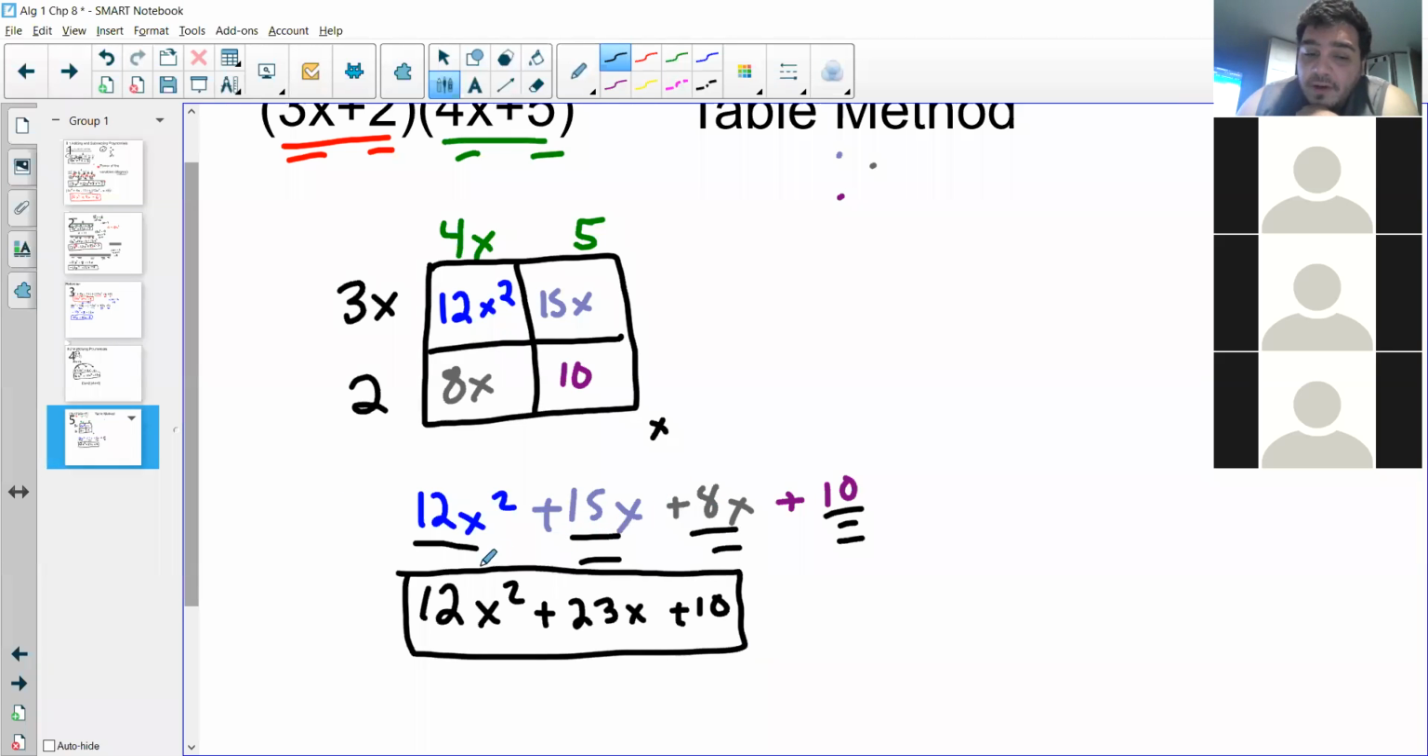So you combine your like terms, you get 12x squared plus 23x plus 10. It's in order. You could box it off. You're good to go. Okay. So you make a table, multiply the cross sections, line them up, and put them down. Any quick questions on that? That is one method. Some people like the visual aspect of the table more than others. You'll see the other method, which is probably a little bit more direct, a little less visual.